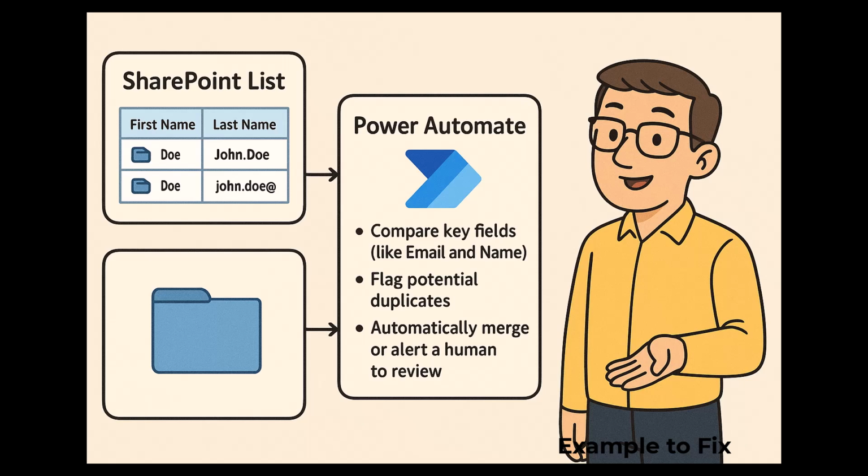So within SharePoint and Power Automate, you can actually flag those and you can automatically merge that information, right? All through automation, all using Power Automate, or you could do a human in the loop to review the information and then make a decision on which direction you want to go with that duplicate data. And boom, fewer duplicates, and now your SharePoint list stays clean. So just one example of how to do that.